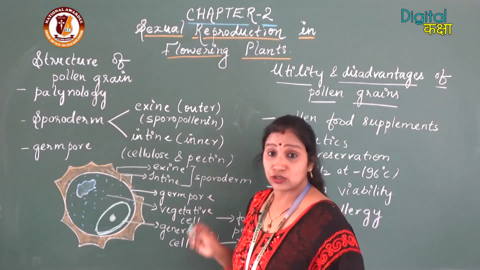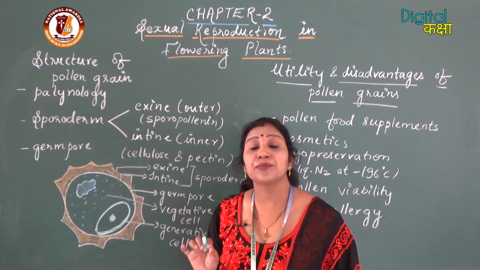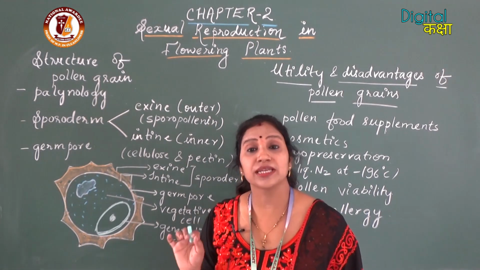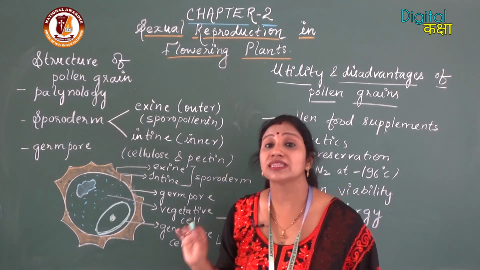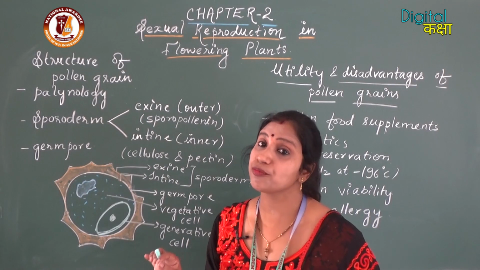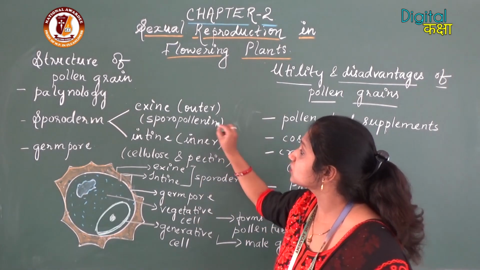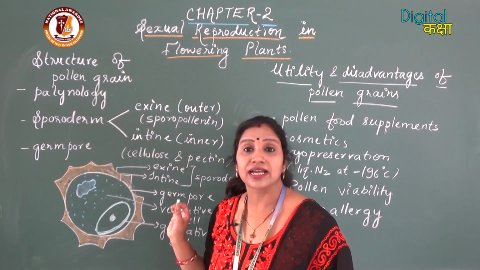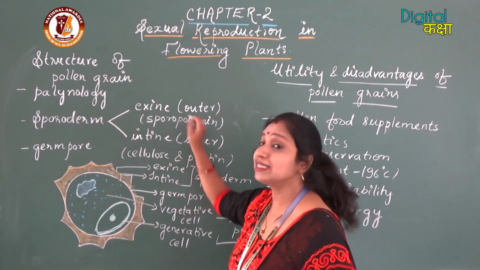Okay, so you remember about sporopollenin. I have told that the tapetum layers or the tapetum cells help in the formation of the constituent of the pollen grain, that is sporopollenin. So here the sporopollenin is a chemical constituent which makes the exine layer.